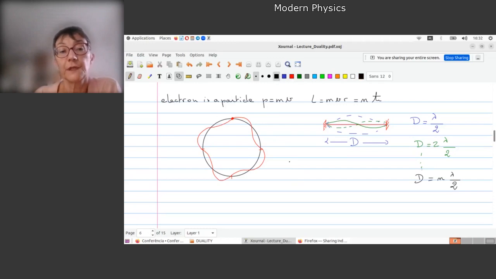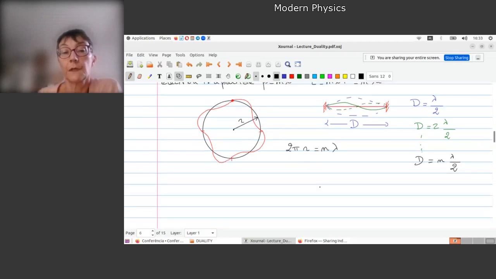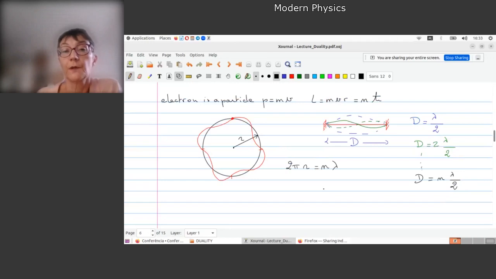And so what is the condition here? This is that 2 pi times r, which is the radius of this circle, 2 pi r is equal to, here it's 4, 1, 2, 3, 4, but it's actually n times lambda. Lambda here is the complete wavelength. And so you see that you have the same, let me write it.